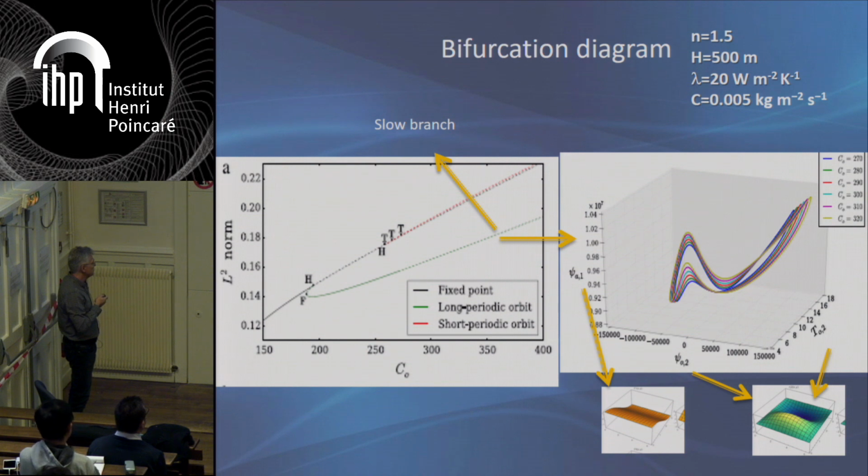What is important here is this solution. You have a periodic solution here, which is stable, and here you have a periodic solution too, but unstable. And what is important to note is that the period of this periodic orbit is of the order of 20 years. This is very long, okay?